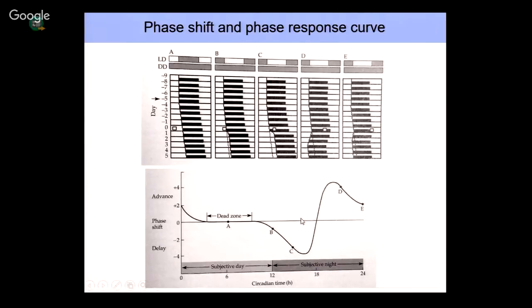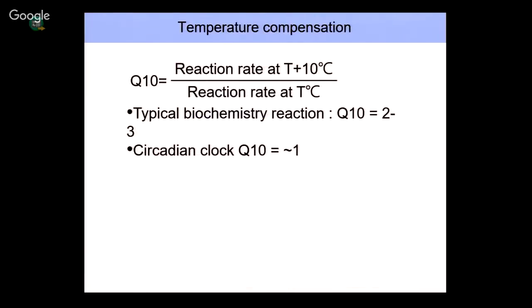And you will want to reset the clock in one direction. If you want to adjust your clock later, then you probably want to expose yourself to light during the subjective nighttime, early nighttime, and avoid the light during the late nighttime. In that way, it will accelerate your resetting time, how many days you need to counter the jet lag problem. And the final one is temperature compensation.